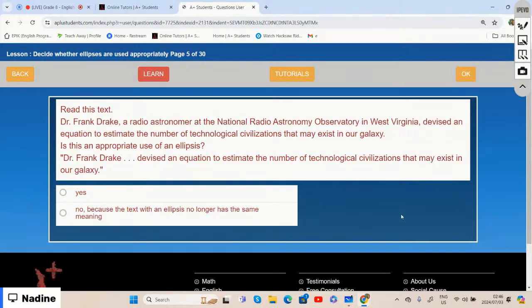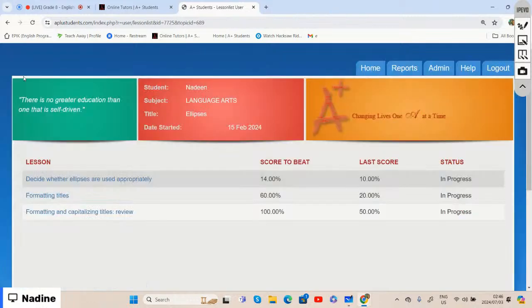All right, because that sentence is not grammatically correct, or more like the text and the breakdown of that sentence where the ellipsis is used. Remember, we said that the ellipsis can only be used if the sentence is also grammatically correct. If it's not grammatically correct, then it means that we cannot say that the ellipsis is used in its correct way. All right, so we only did the lesson on deciding whether the ellipses are used appropriately.